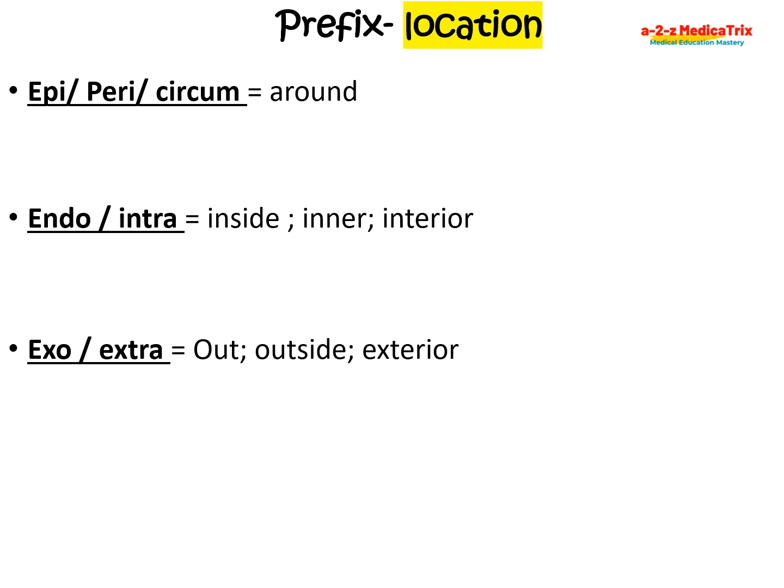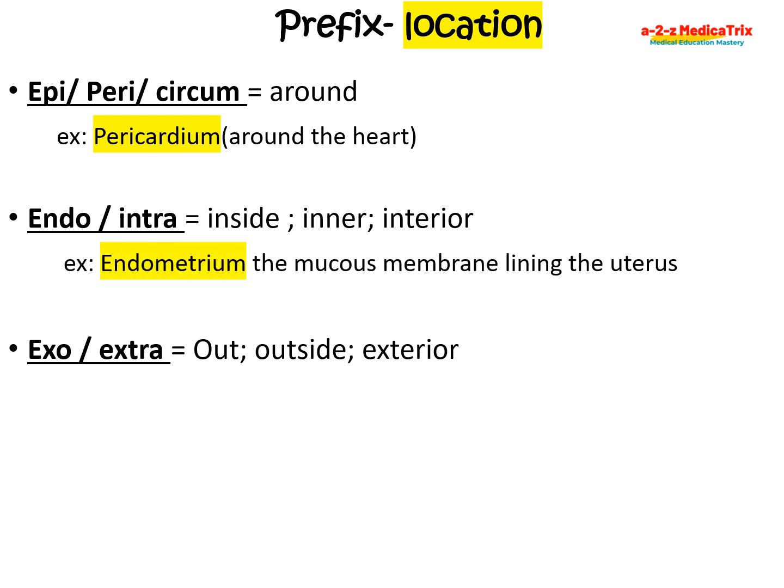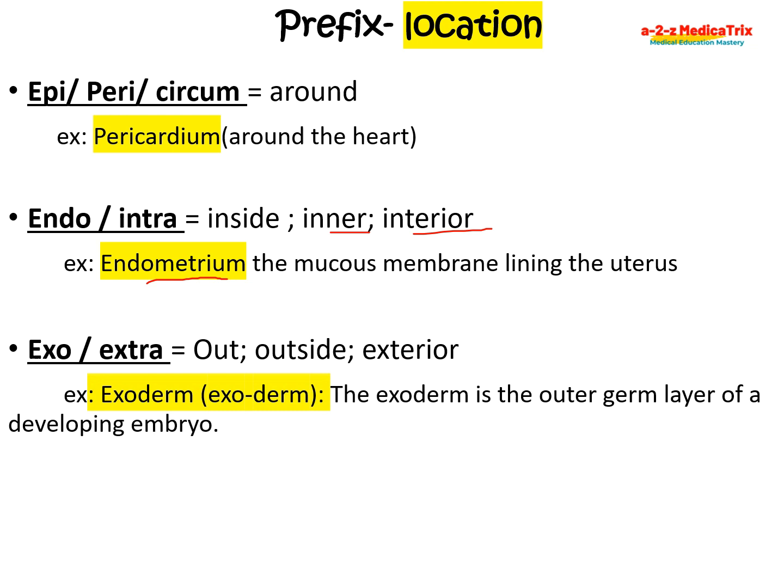Then prefixes related to location. Here you can see epi, peri and circum, which means around. Example, pericardium. Pericardium means the layer around the heart. Then endo or intra, which means inside or inner or interior. Let's take the example endometrium. The inner layer of the uterus we call endometrium. Then the next prefix is exo or extra, which means out or outside or exterior. Example, exoderm. Exoderm is nothing but the outer germ layer of a developing embryo.